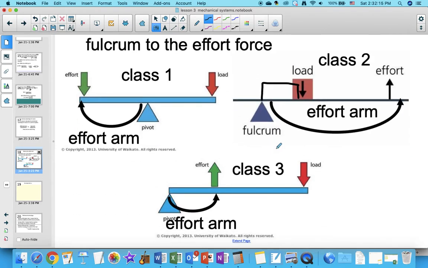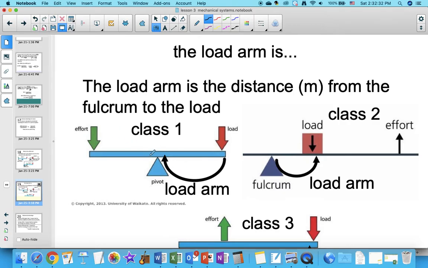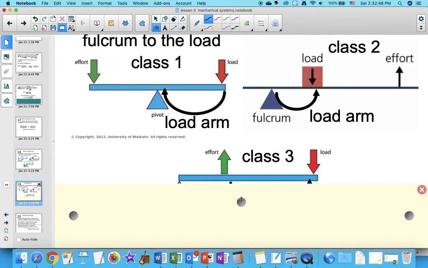And in the class 3 lever, the effort arm is here, and the load arm is way over there. Right? So let's take a look at this again. Effort arm, fulcrum to the effort. Load arm, fulcrum to the load. But again, in class 2, the load and effort are on the same side, so the load arm goes about this way, while the effort arm is much longer. The opposite is true for a class 3.